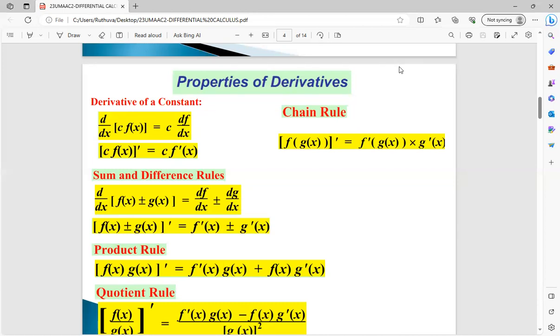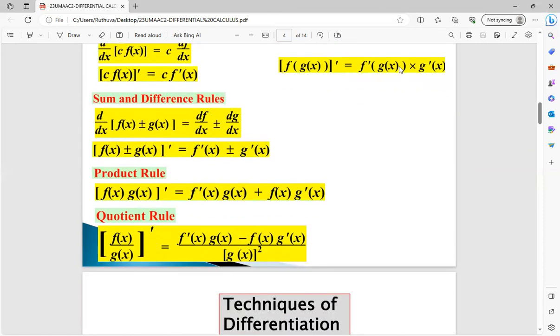Then the multiplication rule or product rule. If we are multiplying two functions and then taking the differentiation, it is equivalent to differentiating the first function and then multiplying by the second function, adding to that the first function multiplied by the differentiation of the second function. It is called the differentiation of product rule.